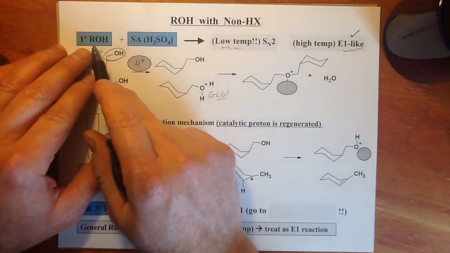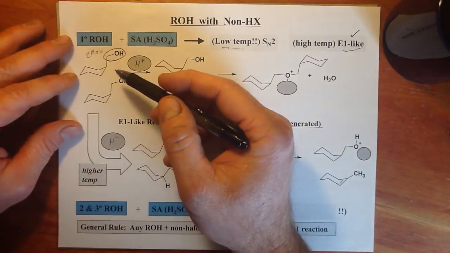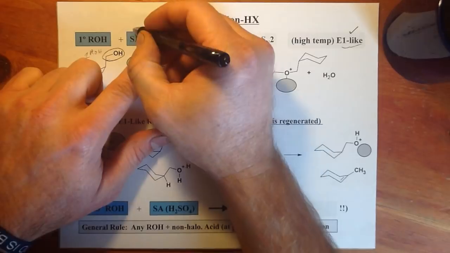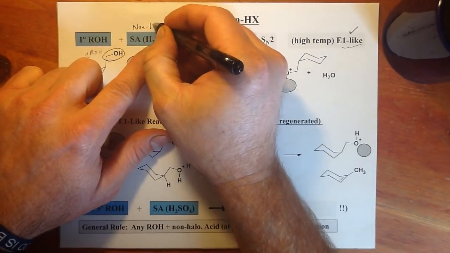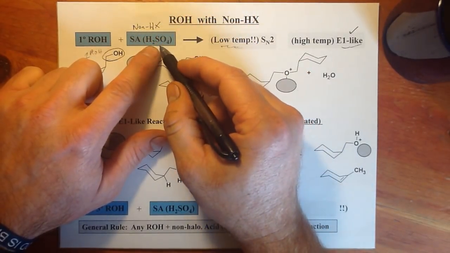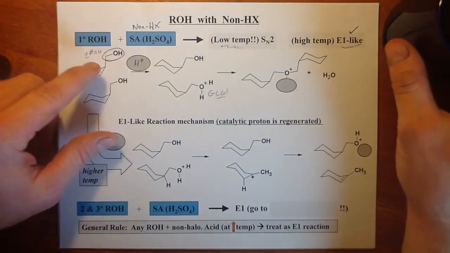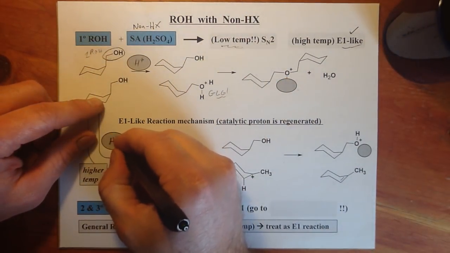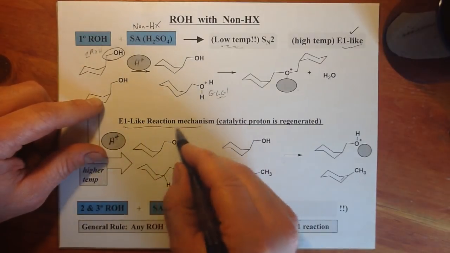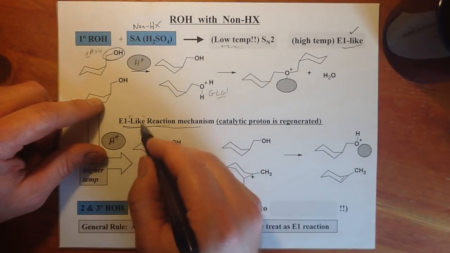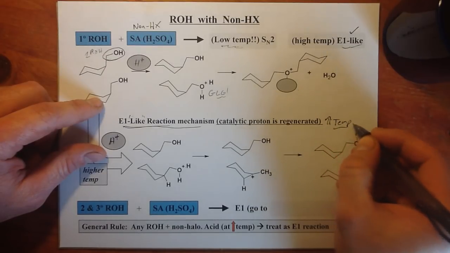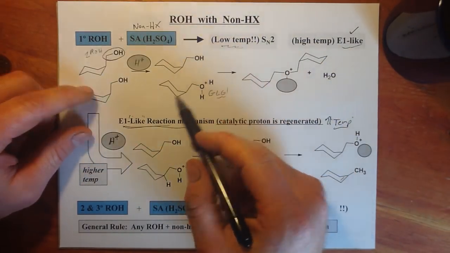So let's take a primary ROH, and let's consider a strong acid that's non-halogen containing, so non-HX, we'll just say. So it has the ability to protonate the OH group. So let's go ahead and go south here first. We're going to talk about the E1-like mechanism first, and this is usually at higher temperature. We'll look at the low temperature later, but let's go south.